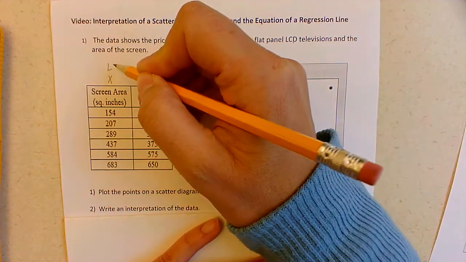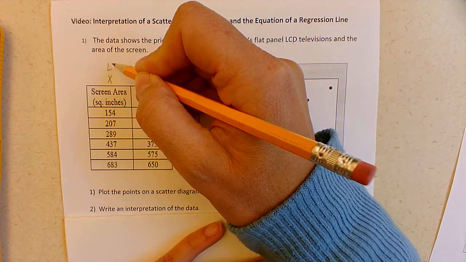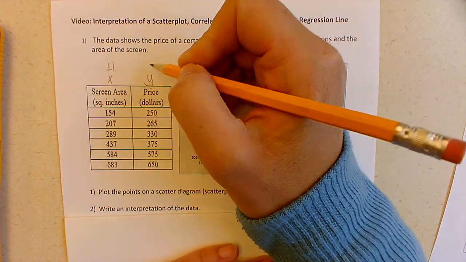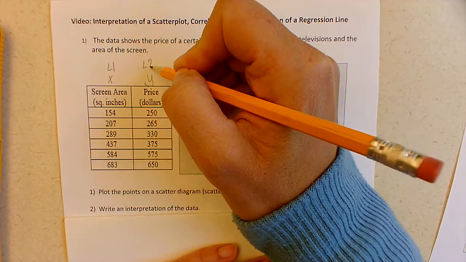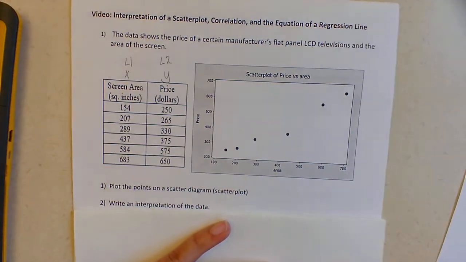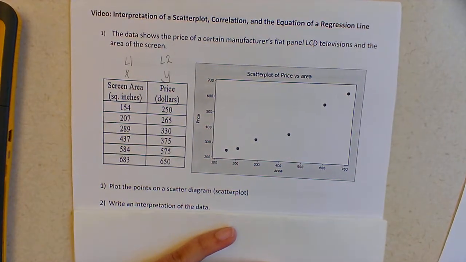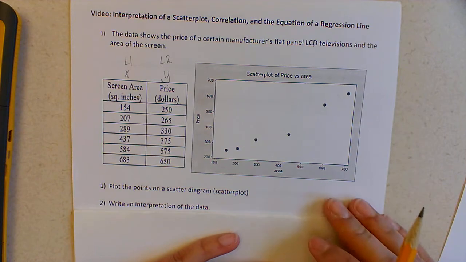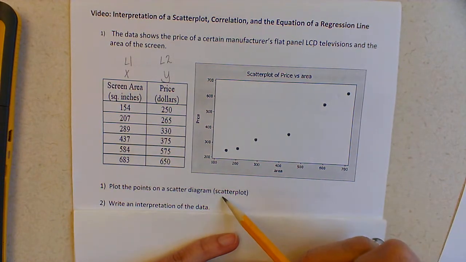For our knowing right now, L1 is always going to be the X, which is the input, and L2 is always going to be the Y, which is our output. So L1 is going to be your X and L2 is going to be your Y. So it says plot the points on a scatter diagram.